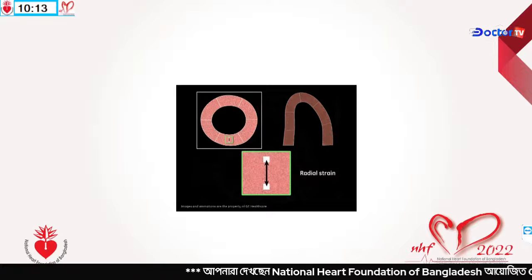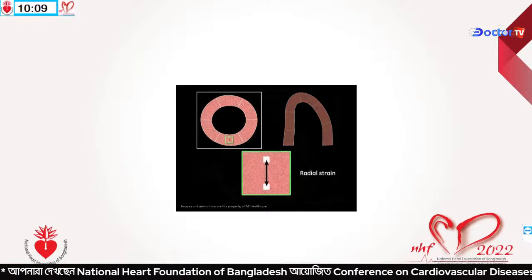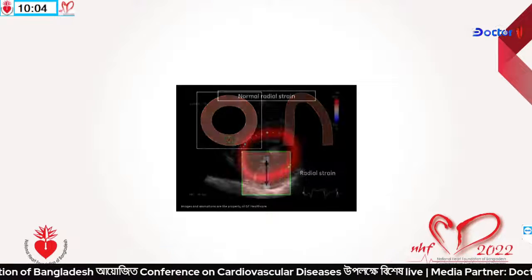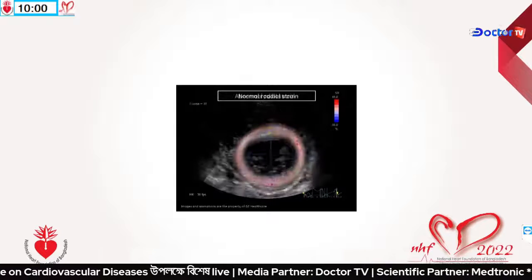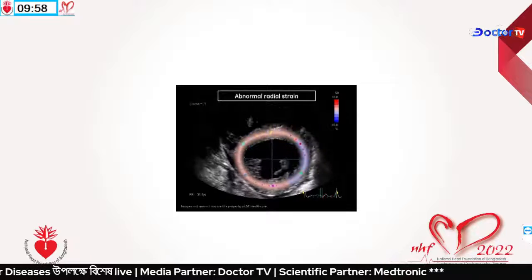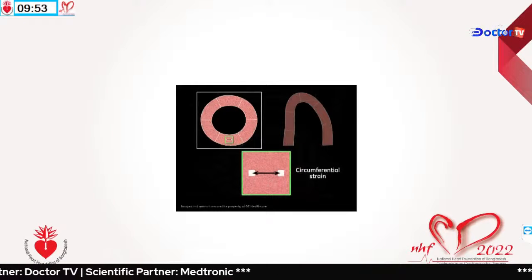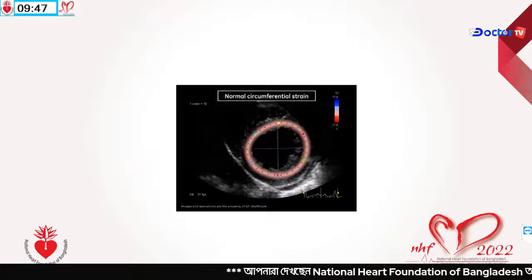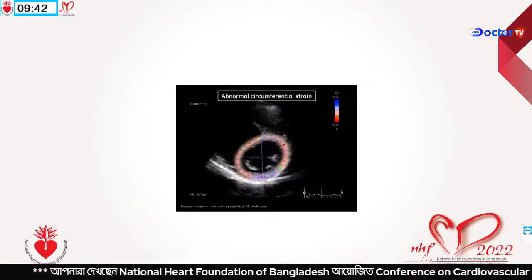For calculation of the radial strain, speckles are tracked from the endocardium to epicardium. Radial strain represents the thickening and thinning. Here on the short axis view, you can see the normal radial strain in bright color, followed by abnormal strain in pale color. For calculation of the circumferential strain, the speckles or white dots are tracked along the perimeter of the short axis. Bright color is the normal circumferential strain, and pale color represents the abnormal circumferential strain.